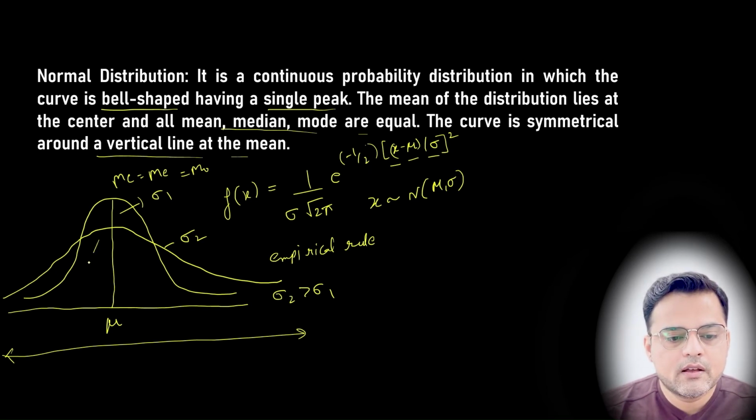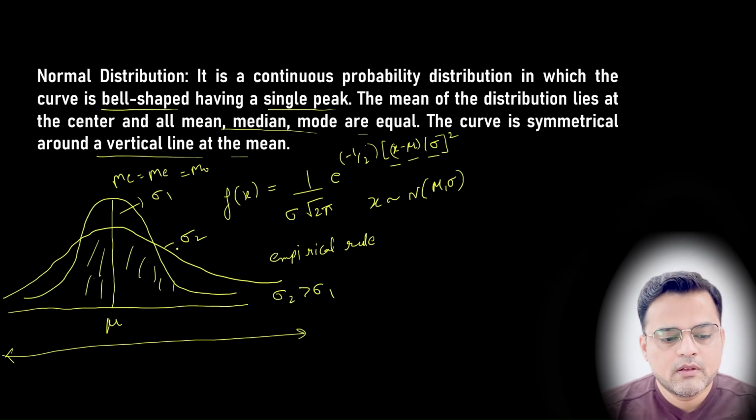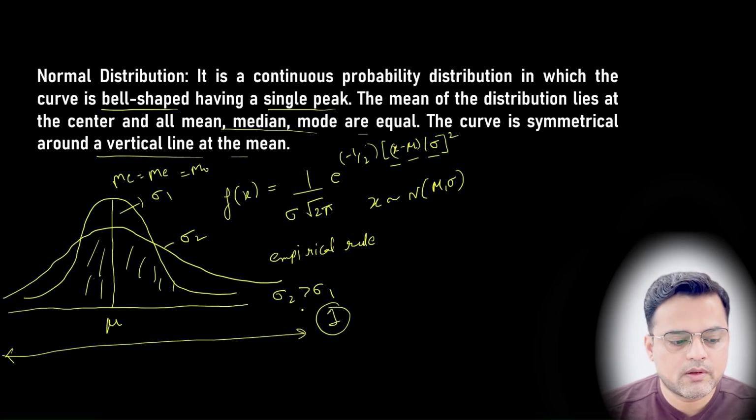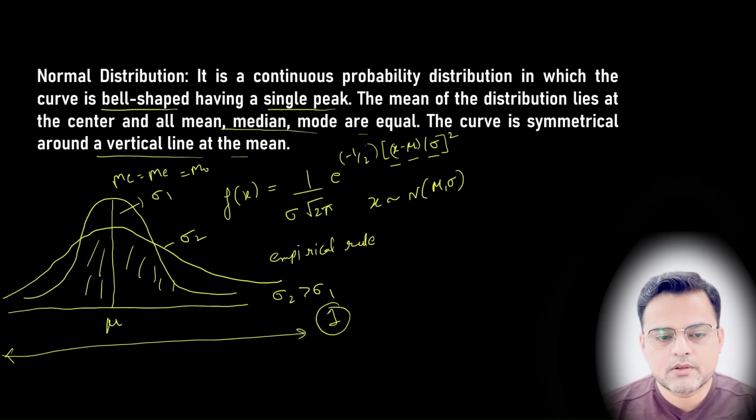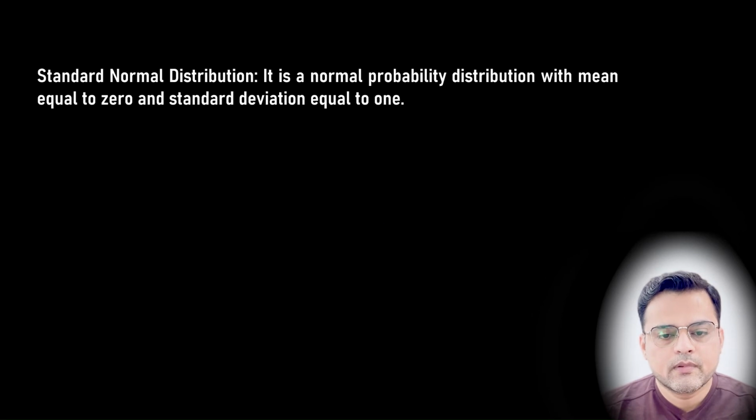And the area under the curve represents the probabilities for the random variable x, and that area under the curve will always be equal to 1. The area under the curve will always be equal to 1. And there is a concept called standard normal distribution. So standard normal distribution is similar to a normal distribution, but it is standardized where mean is equal to 0 and standard deviation is equal to 1.